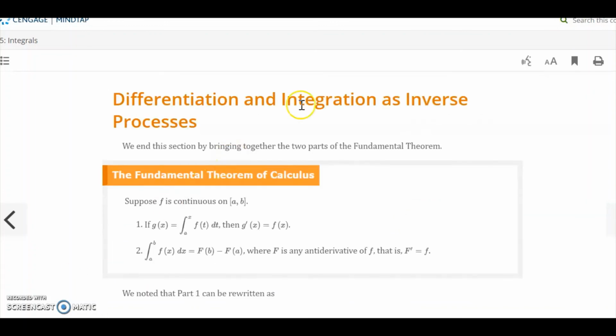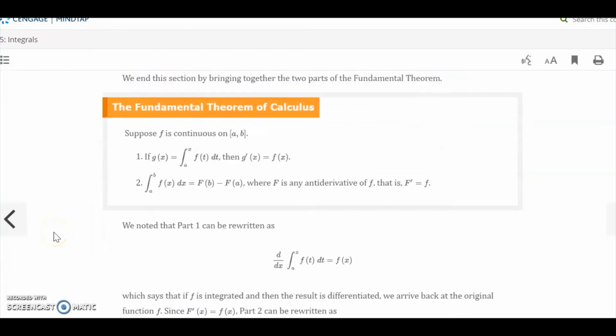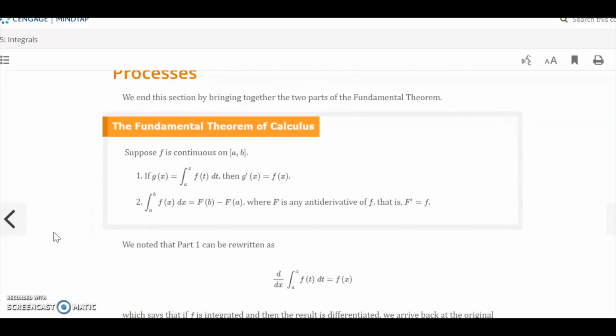So notice that differentiation and integration are inverse processes. Make sure that you have the fundamental theorem of calculus in your notes. That's super important, and it'll be really helpful in the future. So make sure you have this part written down.